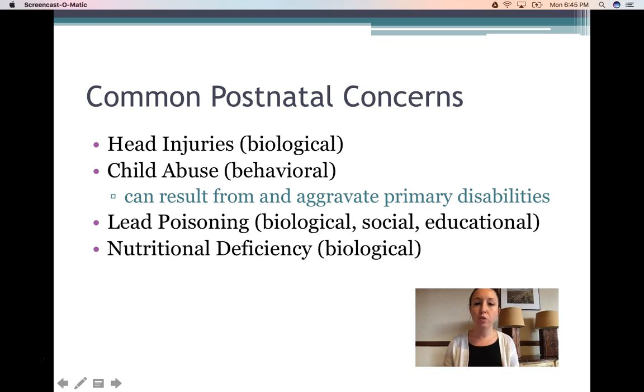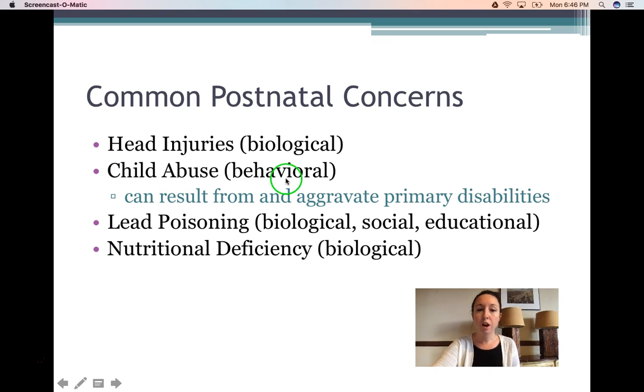But also, again, head injuries have various different reasons for why they occur, some of which can be behavioral, so something happens linked to child abuse. Some can be due to lack of education or lack of social support. So again, depending on the specific details of the situation, it can emerge as a risk factor or an etiology for intellectual disability across all of those different areas.